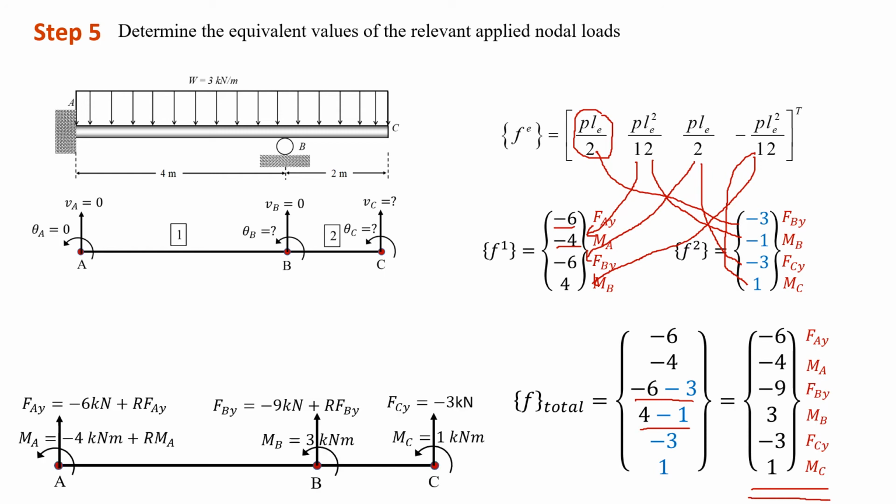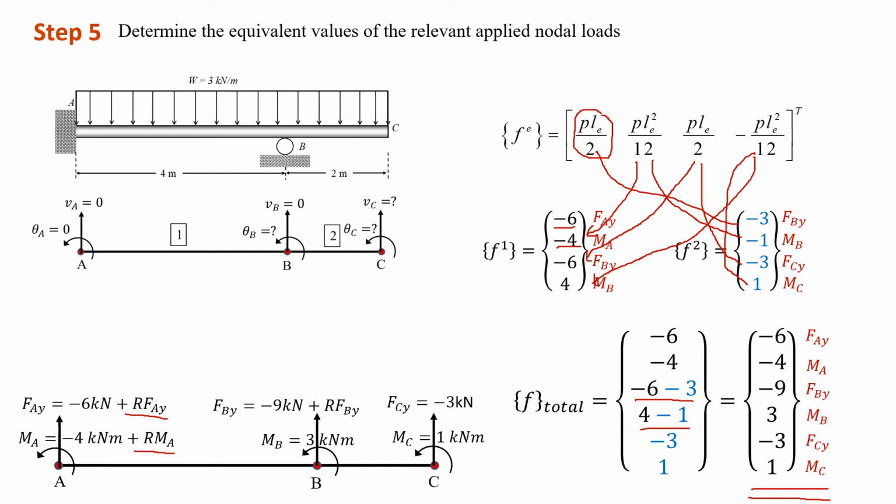Or we can put here the physical interpretations of those values that we have obtained at each node. Remember that at node A, it has a fixed joint, meaning that it's going to have reaction. That's why at point A, you need to add the reaction FAY. And for the moment, we need to add the reaction moment at point A.